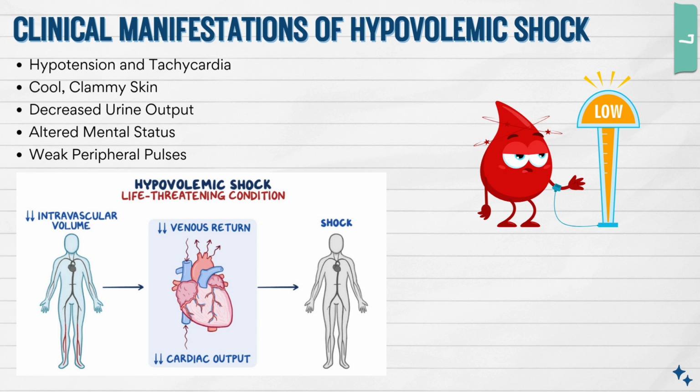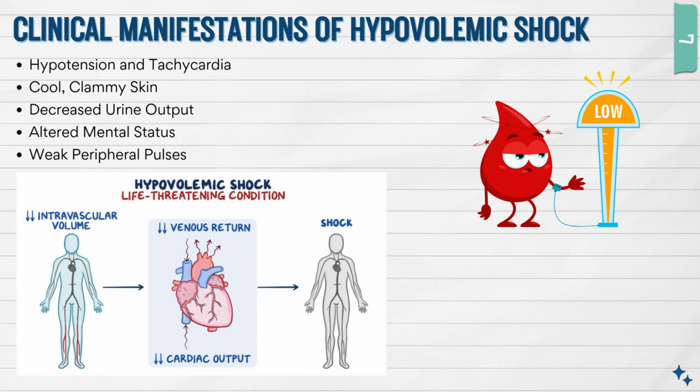You're going to see cool, clammy skin. Remember how I said that the body prioritizes where it's going to send your blood? At the top of the list: brain, heart, lungs. Those are the most vital things. The last place it's going to send blood, if it has to prioritize, is your skin. So you're going to see cool, clammy skin, maybe mottled skin, a delayed cap refill, because your body is shunting blood away from the skin to the vital organs.